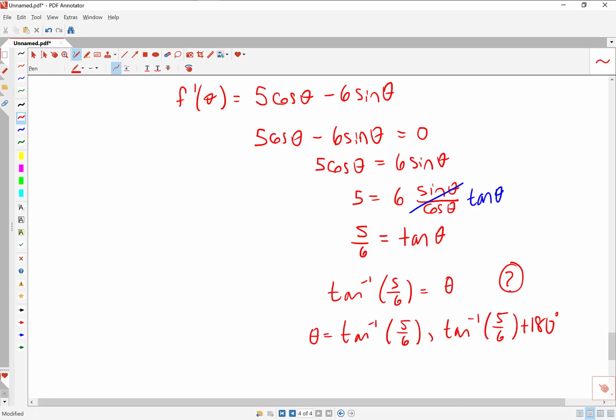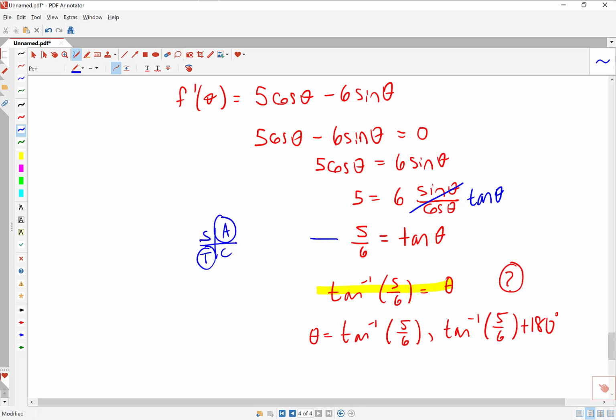Let me draw a picture just to figure out visually why that should be true. Let's think about our CAST rule. There are 2 quadrants in which tan is positive. If you take any angle in quadrant 1, tan theta is going to be positive. But that's also true in quadrant 3. If you take any angle in quadrant 3, tan theta is going to be positive. So when we take theta equal to arctan of 5 over 6, we're finding some angle in quadrant 1, but there's another theta value in quadrant 3, and that theta value happens to be 180 degrees bigger than the first theta value that we found.